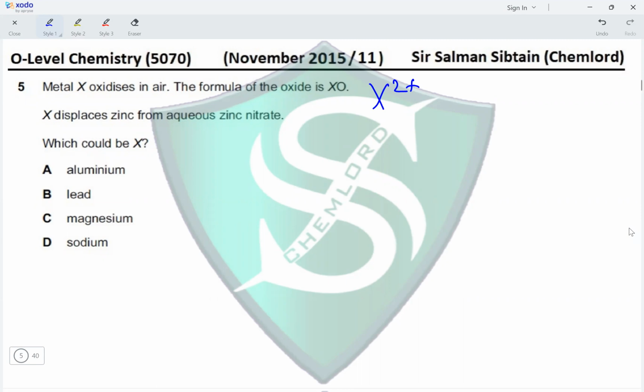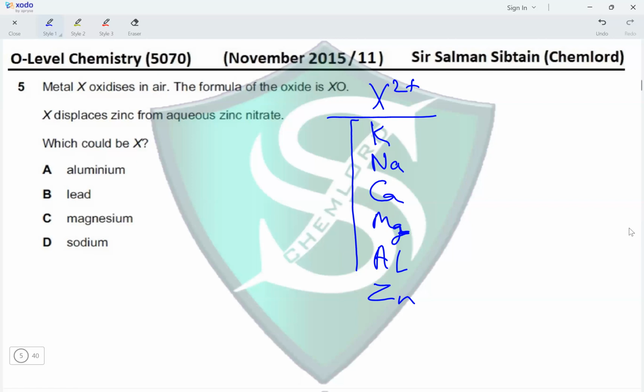So in the reactivity series, we start with potassium, sodium, calcium, magnesium, aluminum, zinc. So if it is more reactive than zinc, it has to be one of these. And since it has a 2 positive charge in the ionic state, it has to be one of these two. So out of the given options, which could be X?